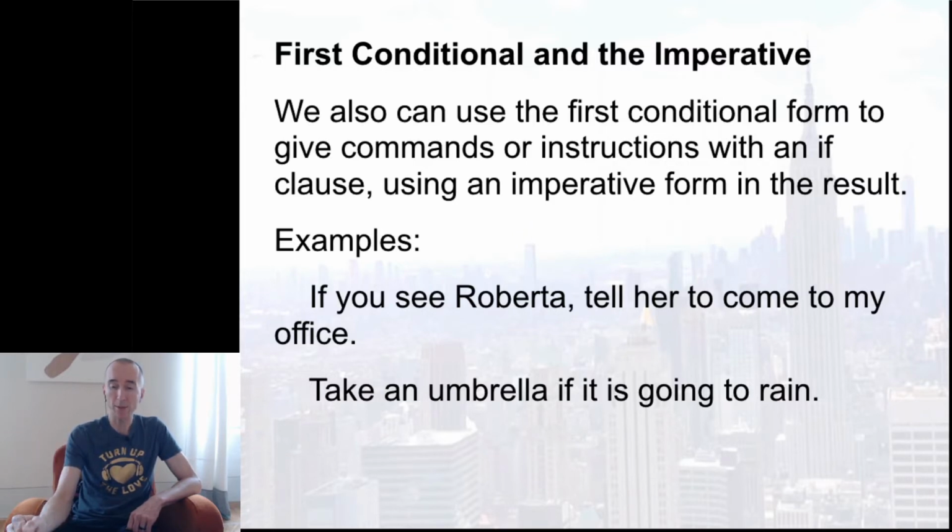So, 2 examples. If you see Roberta, tell her to come to my office. Take an umbrella if it's going to rain. So, in these cases, the result has the imperative form. So that is going to be what the result will be if the first part is true. And it's giving it as a direction to somebody else.